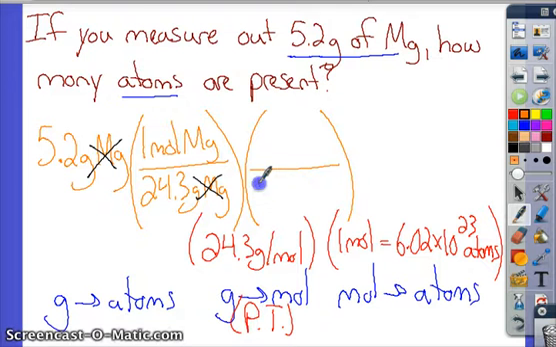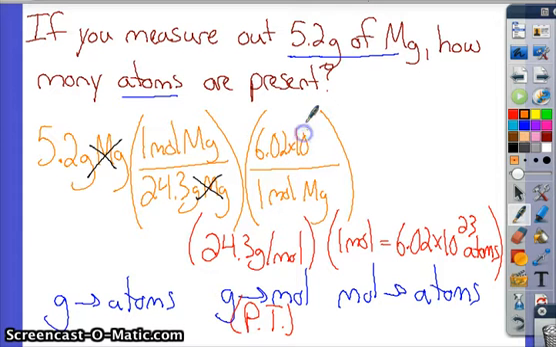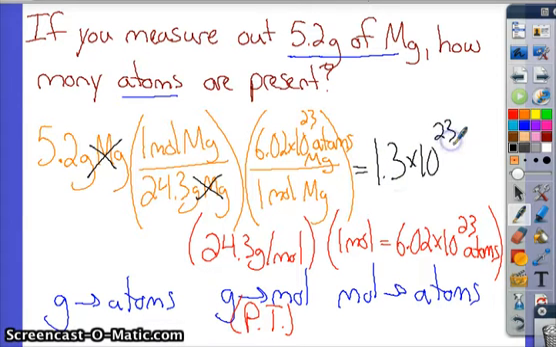And we say that 1 mole of magnesium is equivalent to 6.02 times 10 to the 23rd atoms of magnesium. And that will be equal to 1.3 times 10 to the 23rd atoms of magnesium.